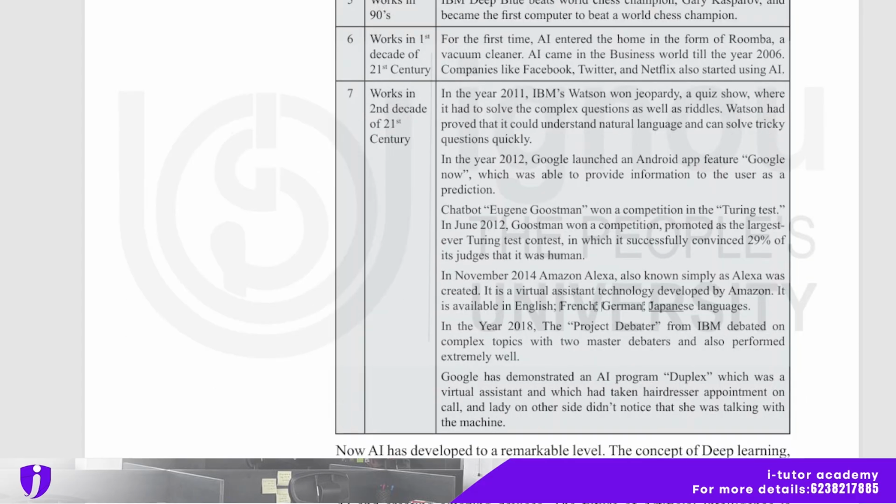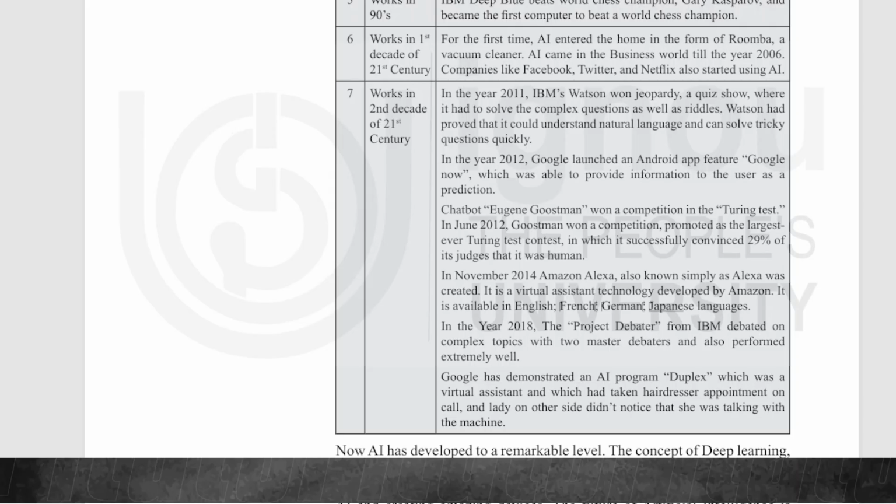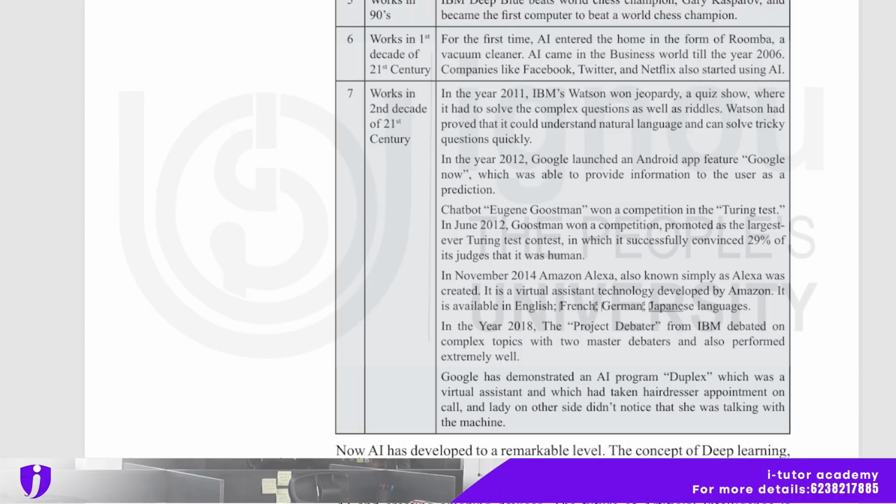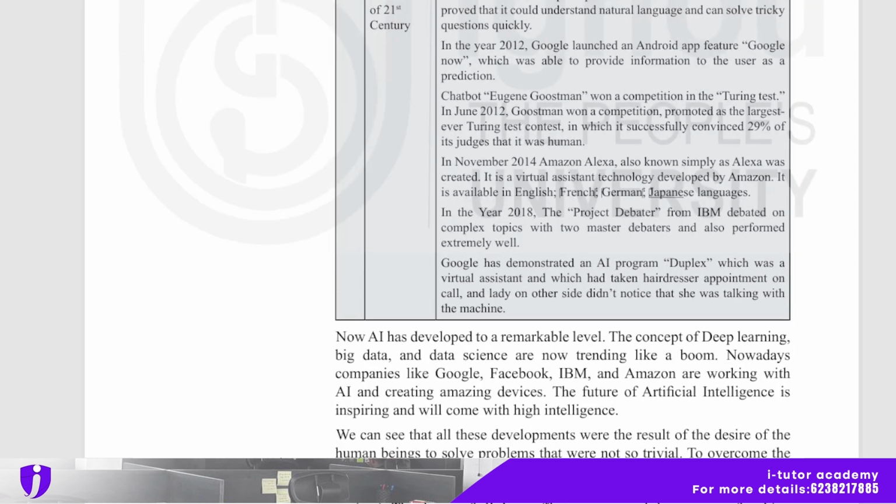In the year 2011, IBM's Watson won Jeopardy, a quiz show where it had to solve complex questions as well as riddles. Watson proved that it could understand natural language and solve tricky questions quickly. In the year 2012, Google launched an Android app feature, Google Now, which was able to provide information to the user as a prediction.